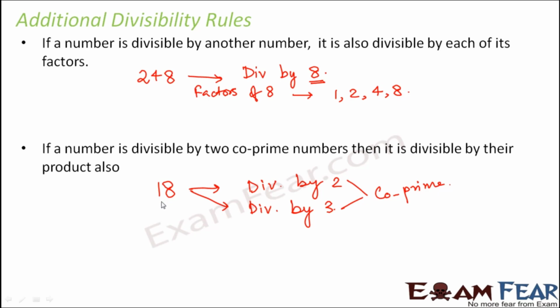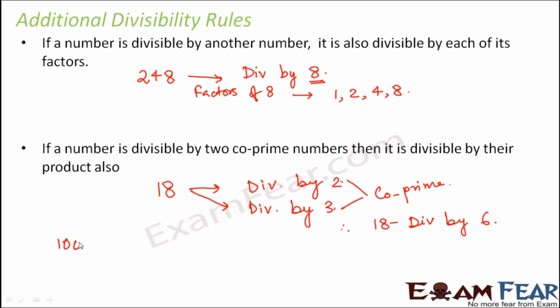So as per this rule, if 18 is divisible by 2, and 18 is also divisible by 3, such that 2 and 3 are coprime numbers, then 18 will also be divisible by the product of the coprime numbers. That would mean that 18 is divisible by 6, which is the product of these two coprime numbers.